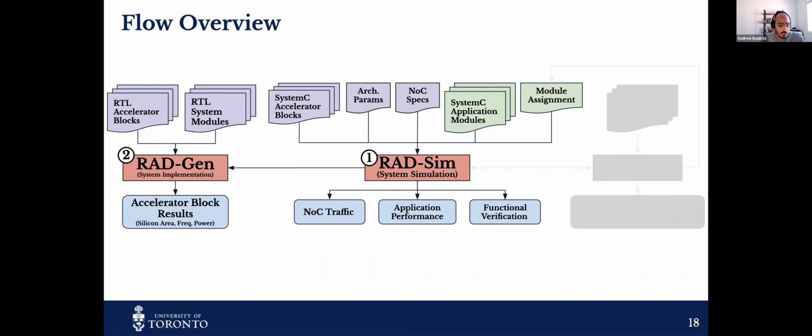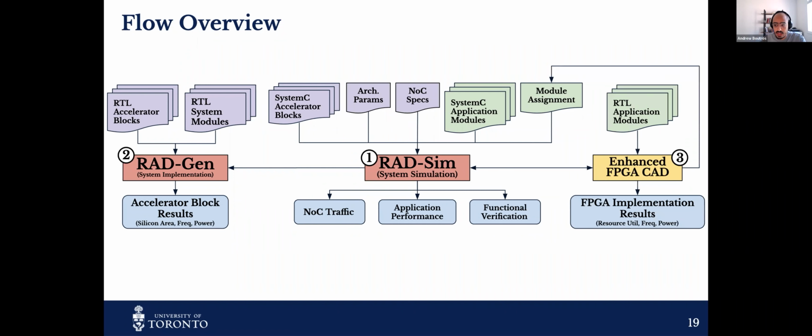At that point, we can write a set of RTL descriptions for the accelerator blocks and the system modules that we have in our RAD. And RAD Gen, which is the second component of the flow, will take this, pass it through an ASIC flow, and give you the implementation results in terms of silicon area, frequency, and power of those components. So you get a sense of how expensive it would be to implement those blocks in a RAD.